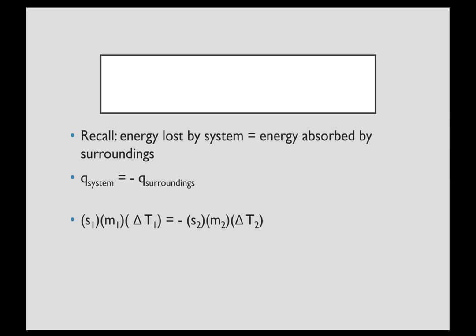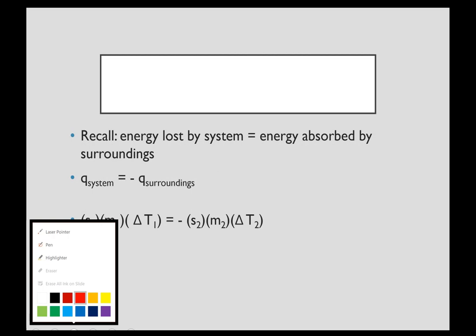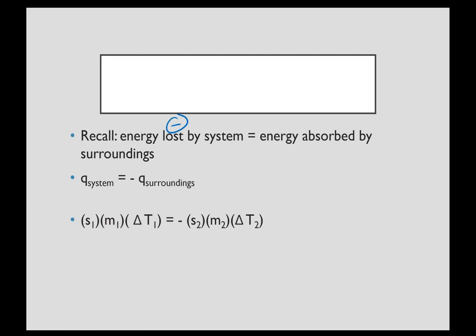Recall that the first law of thermodynamics states that energy cannot be created or destroyed. The energy of the universe is constant. So energy that is lost by a system is going to exactly equal energy absorbed by the surroundings. We can show, as we've discussed, energy being lost as a negative value. It's of course not negative energy, it's just showing that it's leaving the system, and so the total energy of the system goes down. Energy being absorbed is a positive value because the total energy would go up.